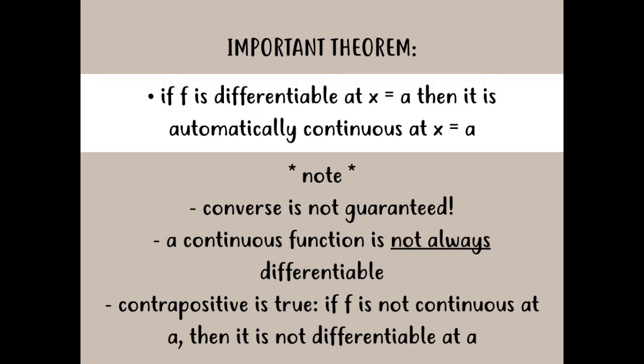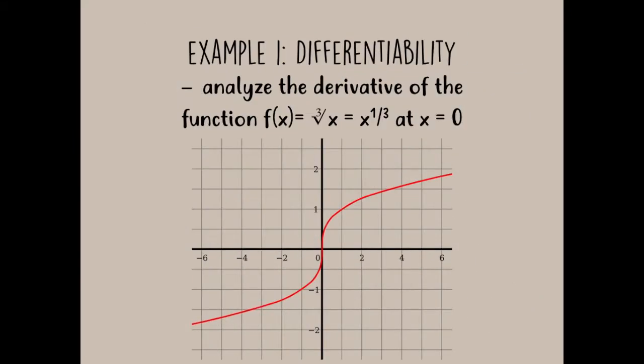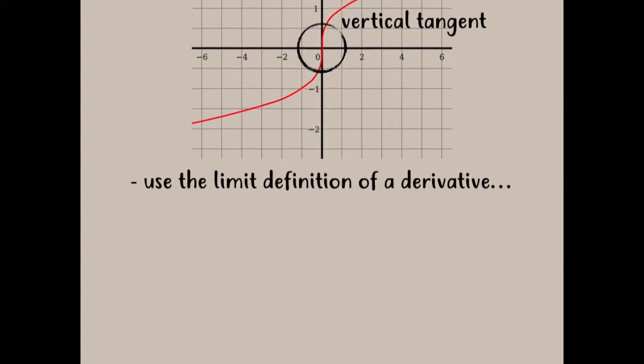Now let's look at an example. Analyze the derivative of the function cube root of x, or x to the 1/3 power, at x equals 0. When this is graphed, it seems like there is a vertical tangent at x equals 0, but let's look at it more analytically. Here we'll use the limit definition of a derivative. Our setup will be f prime of 0 equals the limit as h approaches 0 of f of 0 plus h minus f of 0, all over h.